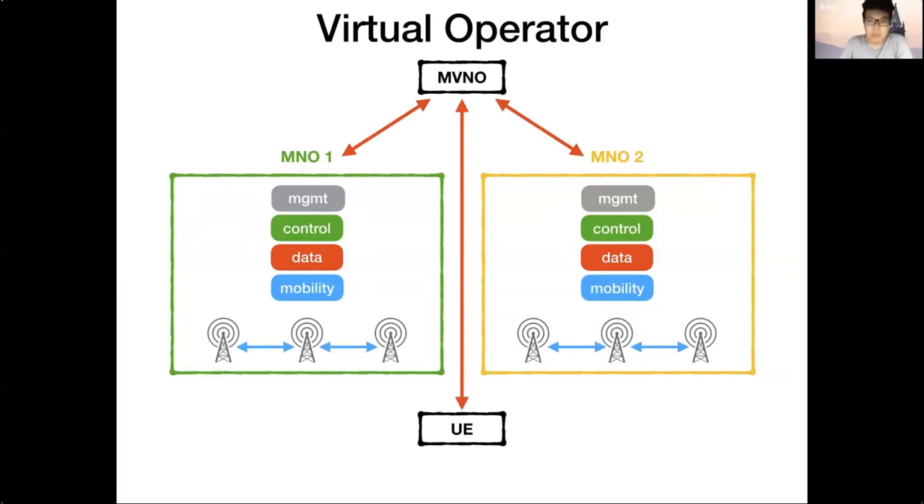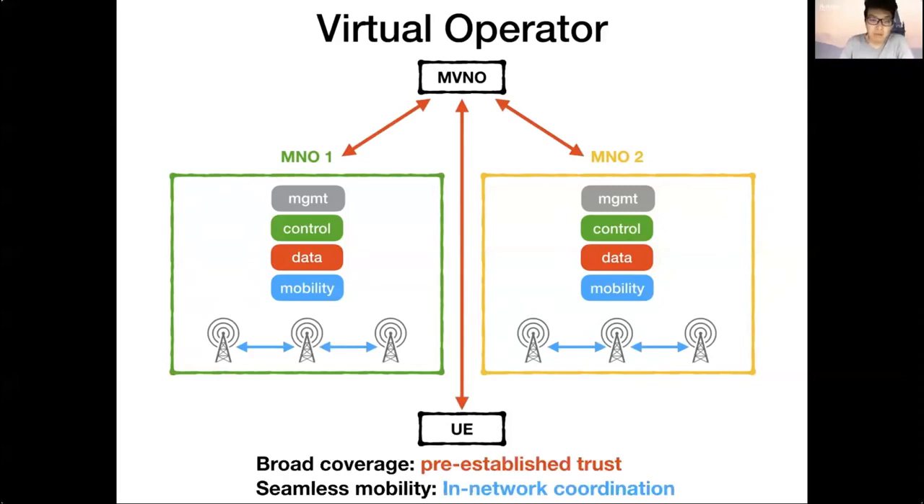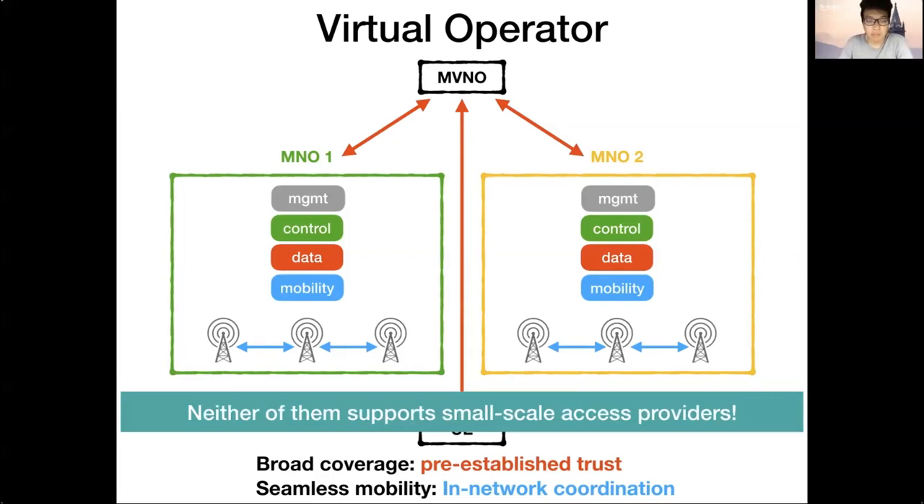I would like to highlight two key properties of today's cellular architecture. Firstly, in order to achieve broad coverage, today's cellular architecture relies on pre-established trust. This means that users can only use cellular networks they have contracts with, either directly, which is the case when using its own provider's network, or indirectly, which is the case when you run into other operators' networks or are using an MVNO service. Either way, pre-established trust is required before the user can obtain access. Secondly, today's cellular architecture relies on in-network coordination for seamless mobility. However, while these two properties suit pretty well for large-scale operators, neither of them actually supports small-scale access providers.